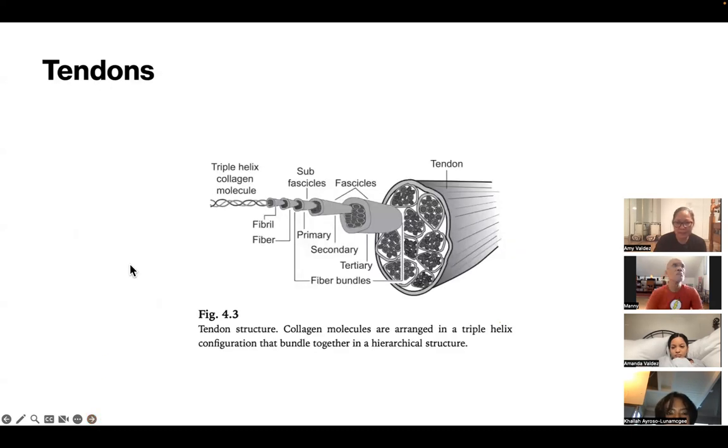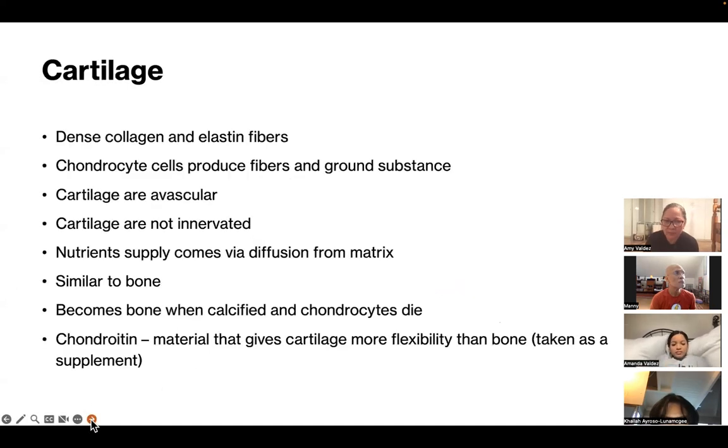All right, tendons. I thought I'd just show you a picture, because here's where collagen is. Collagen molecules are arranged in a triple helix configuration that bundle together in a hierarchical structure. So you have a little bundle, and then another bundle, et cetera. It kind of reminds me of muscle, and it looks like muscle. So what's the difference between muscle and tendons? Muscles have contractile tissues, which means they can shorten. Tendons don't, but they look similar.